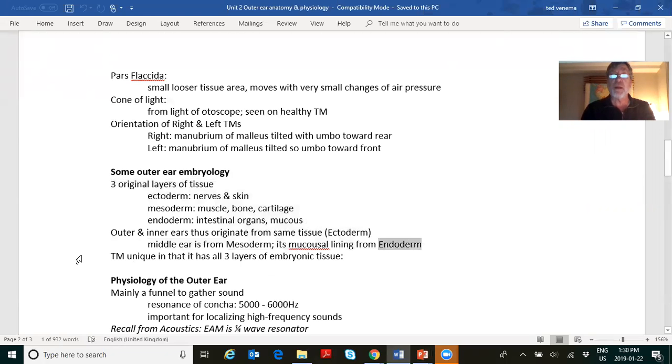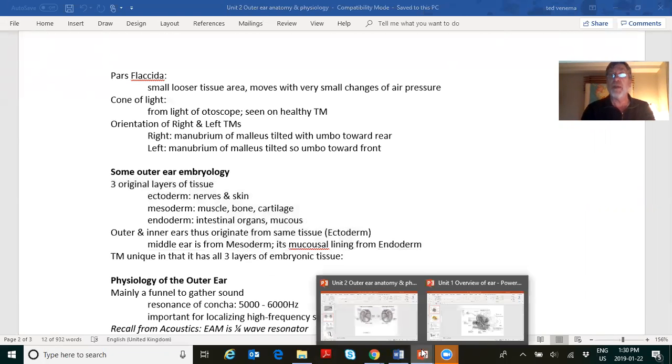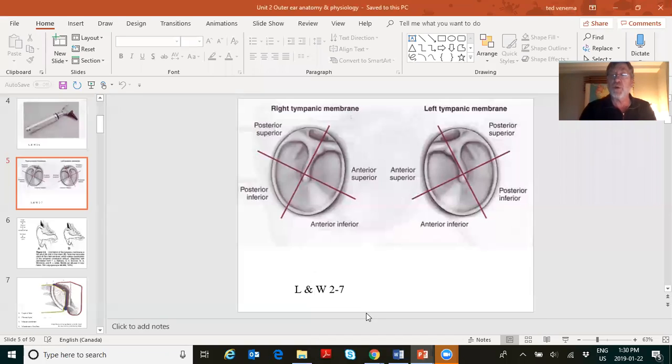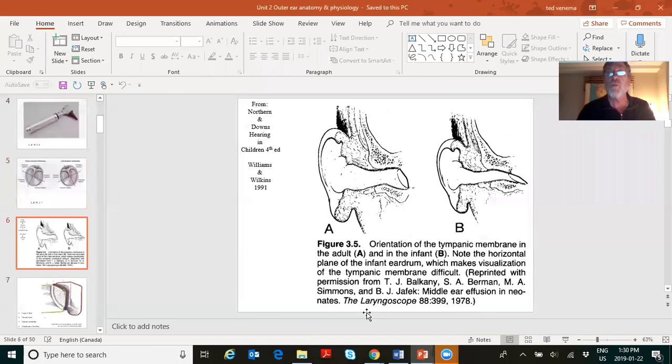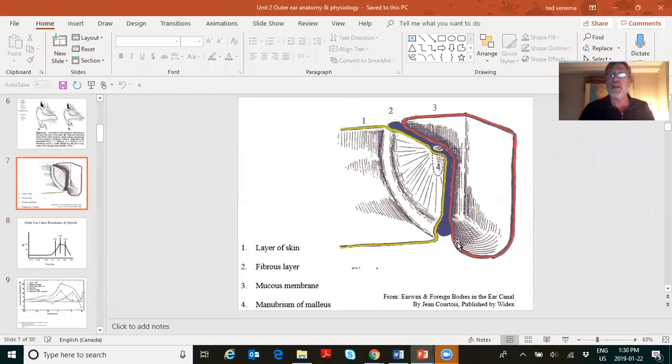The tympanic membrane is unique in that it contains all 3 layers of embryonic tissue, an outer layer, a middle layer, and an inner layer. So when you're looking at the outer ear, here, you're looking at the eardrum, right where I'm drawing here.